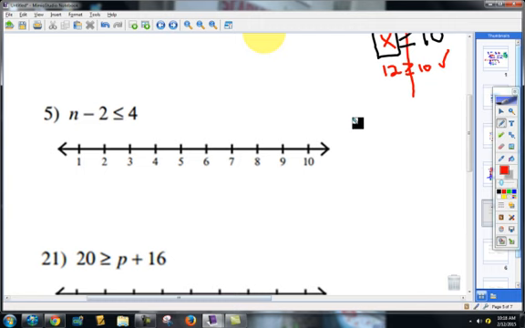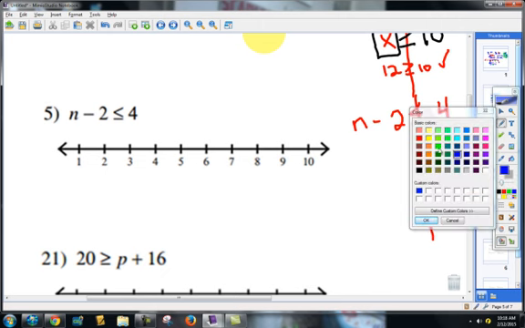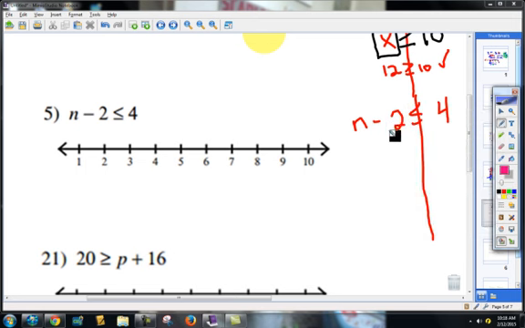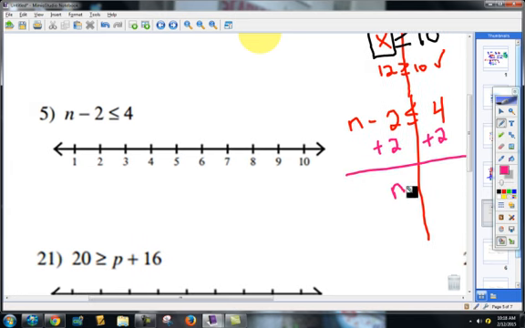Okay. On this one, same way, we'll have to rewrite it. n minus 2 is less than or equal to 4. Draw our line. We ask what is happening to the variable, and we know that the variable is being subtracted by 2, or 2 is being taken from it. So we're going to add 2. Right, guys? It's going to leave us with n is less than or equal to 6. Right, guys? Is that going to be a closed or an open dot over 6? It's going to be a closed dot.